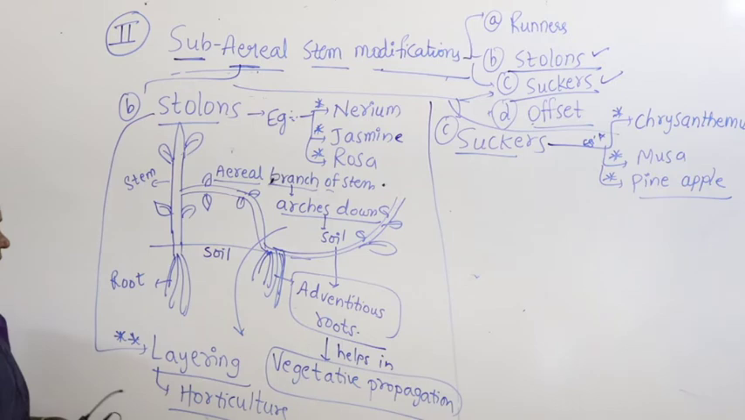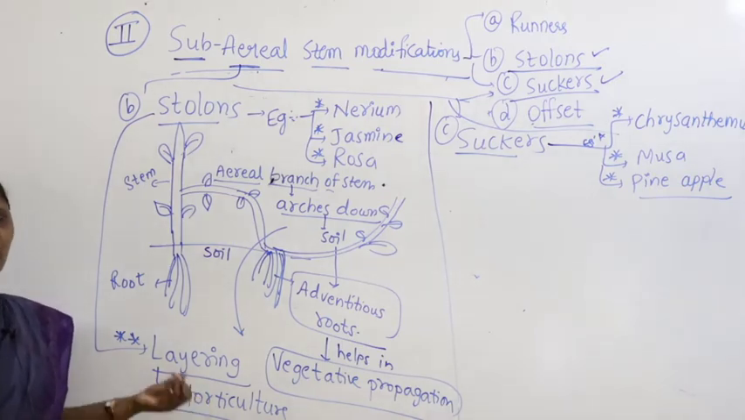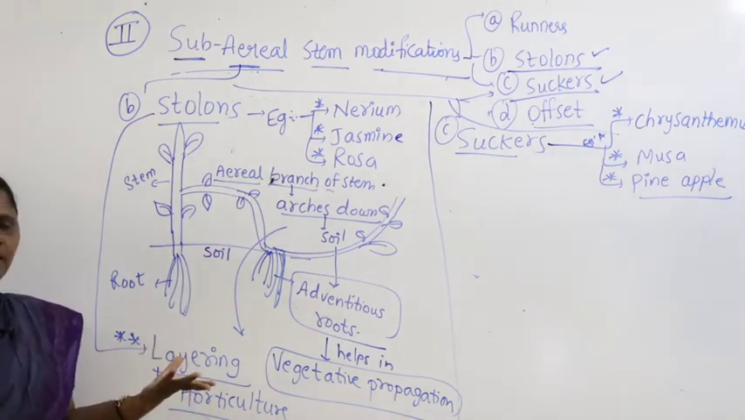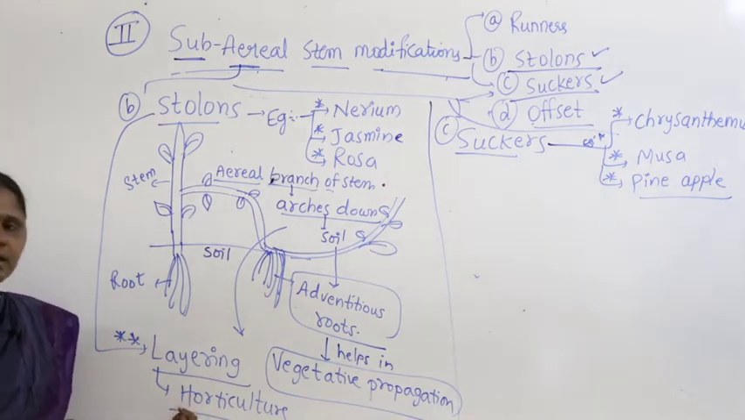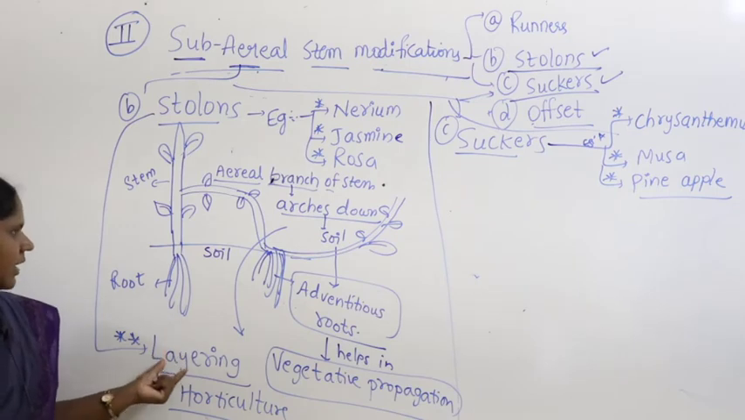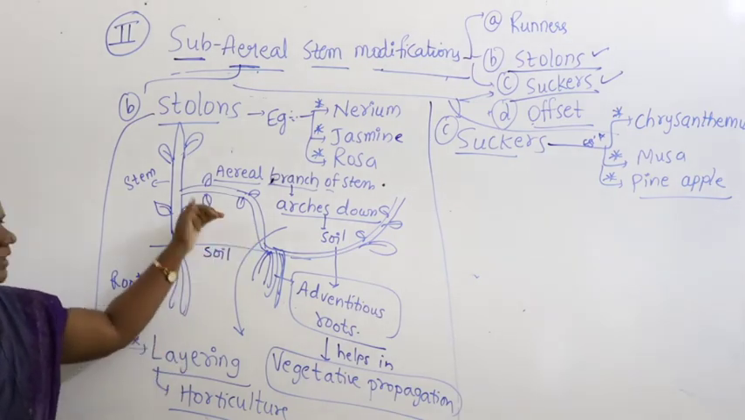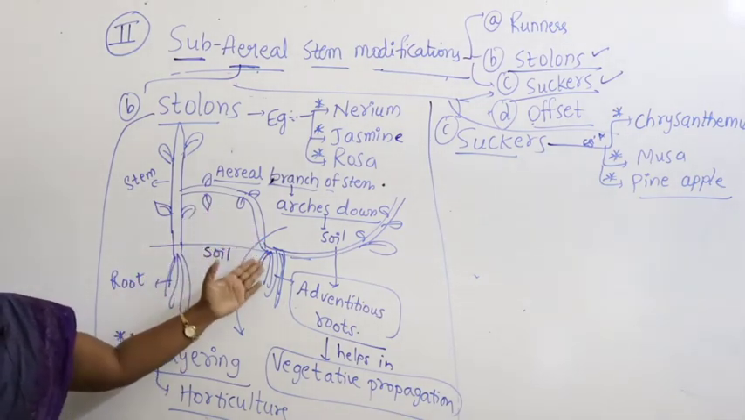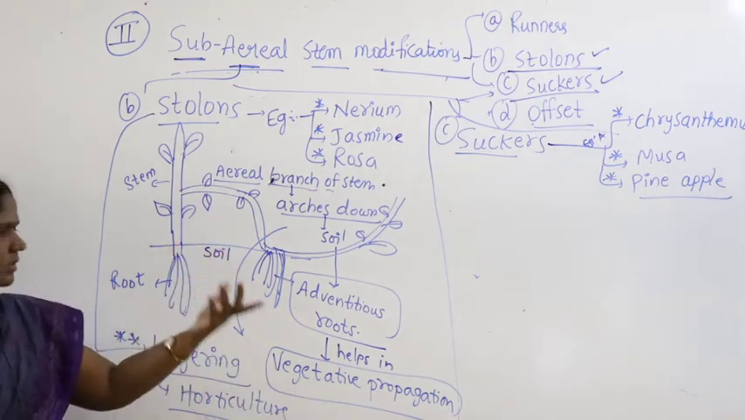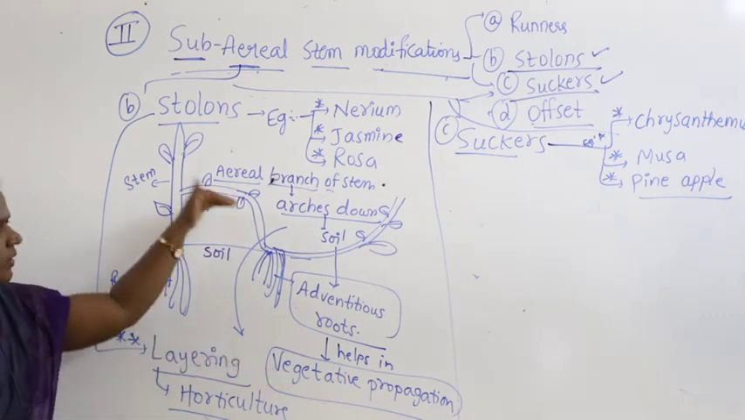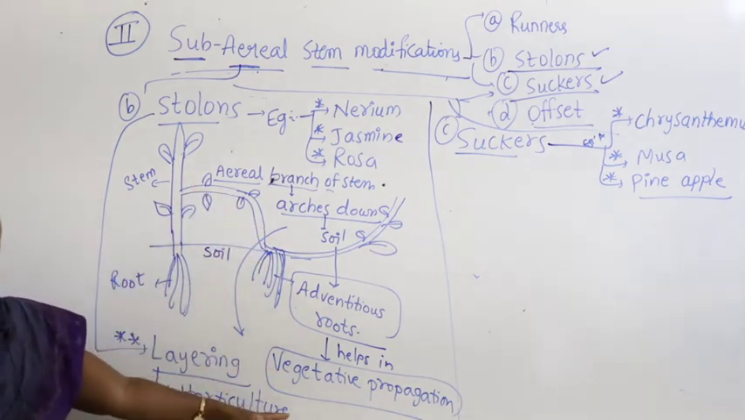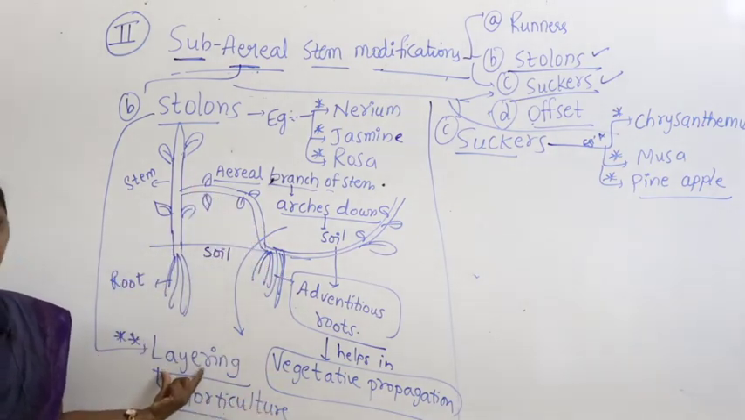What is horticulture? The cultivation and rearing of flowers is called horticulture. In horticulture, most commonly we use layering. Layering means we cut the stem where it touches the soil, keep it in the soil, and a new plant comes; that is vegetative propagation. So you make the plant grow, it gives one more layer, you cut it, and it gives one other plant. This method of layering is most commonly employed in horticulture.